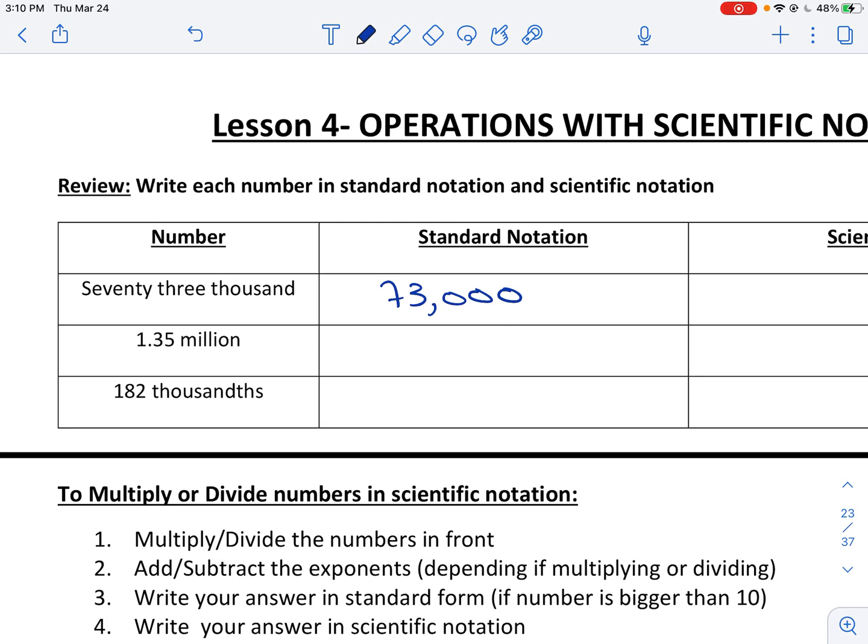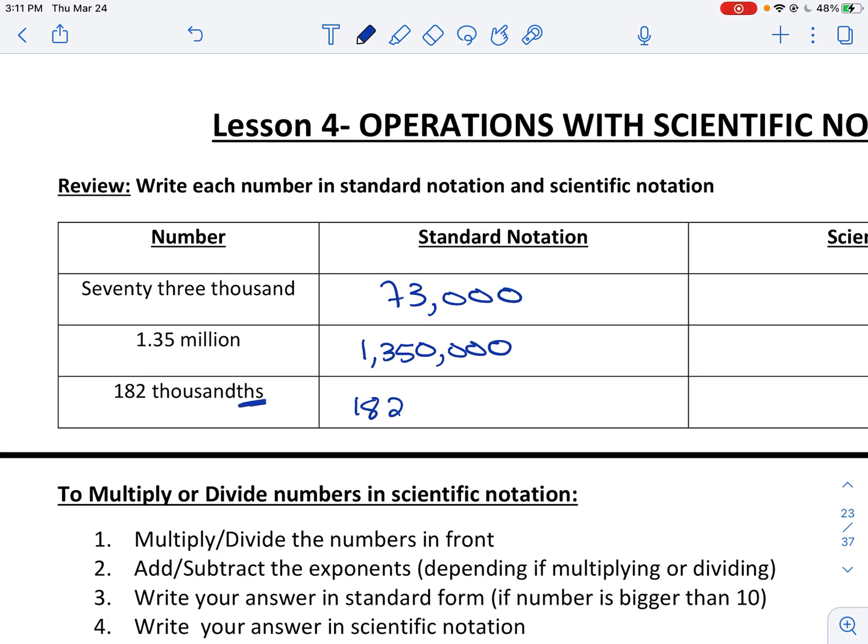Then 1.35 million. So 1,350 and I need to make it million, so there it is. 182 thousandths. Okay, so some of you are wanting to do it this way, right? But that's not what it's asking. Do you see how it says thousandths?